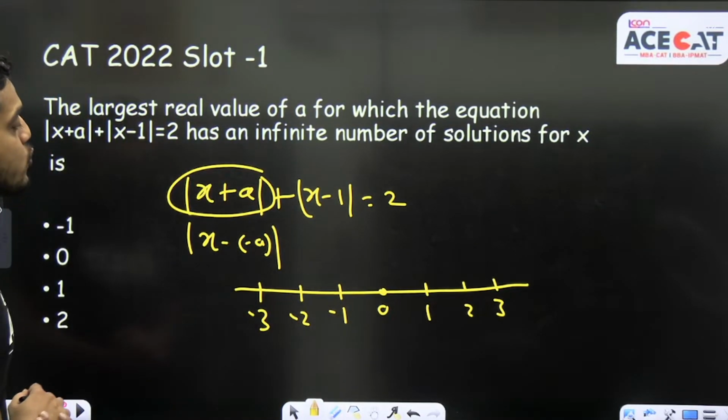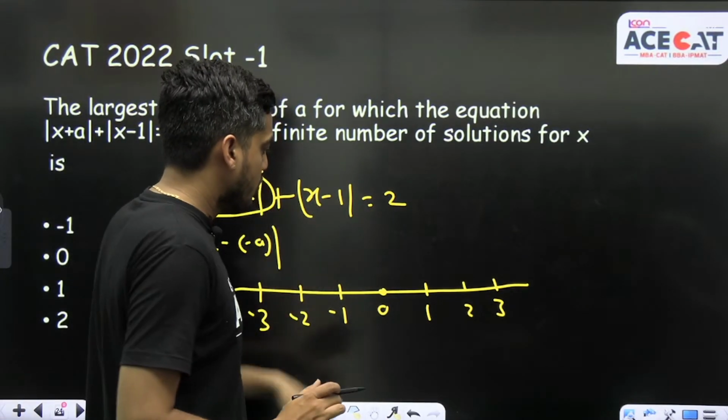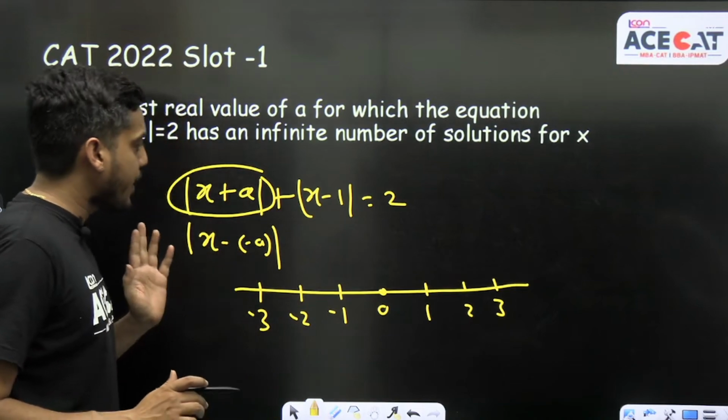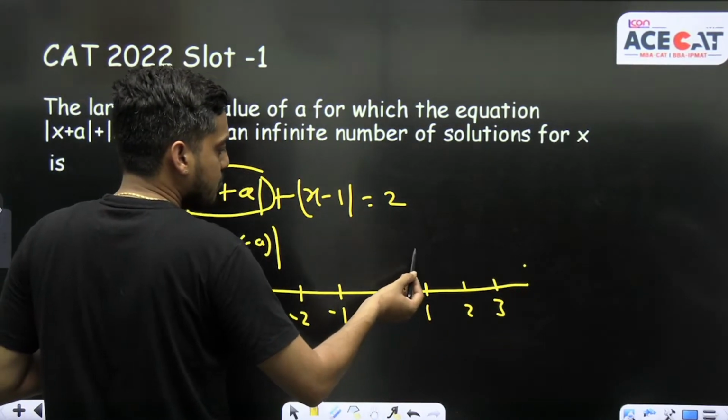Students, the sum of these two distances must be equal to 2. First of all, x can be anywhere. x can be anywhere, x can be here as well, x can be at 1.